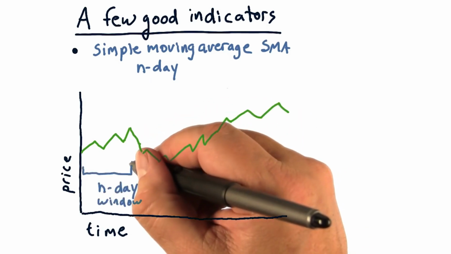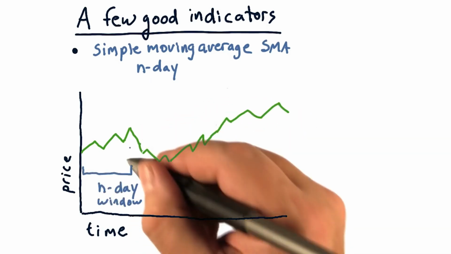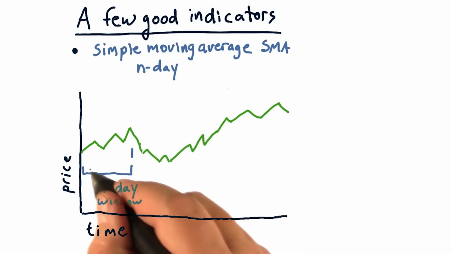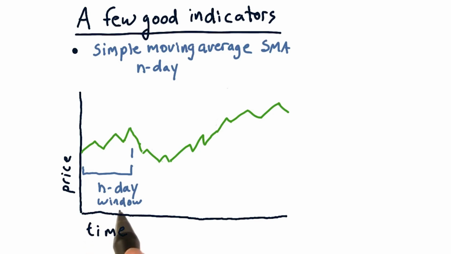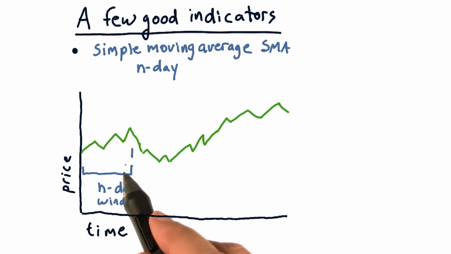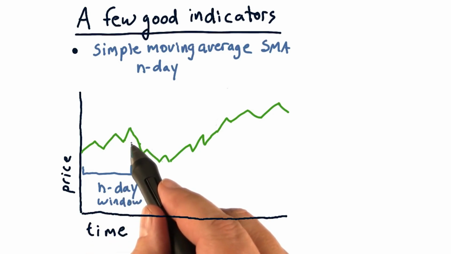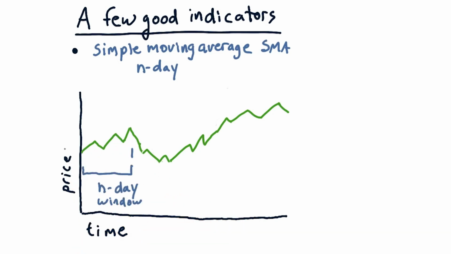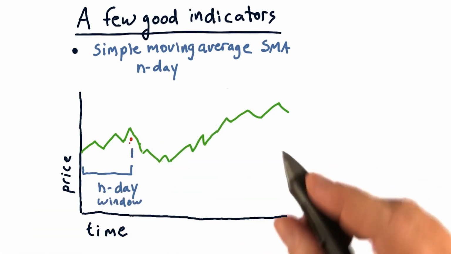So if we want to calculate the value of the simple moving average for this day, we look back over n days, and this is called an n-day window. So the SMA for today is simply the average of the values over this look-back period. So it would be a value about right there. And if we carry it forward, it'll look like this.